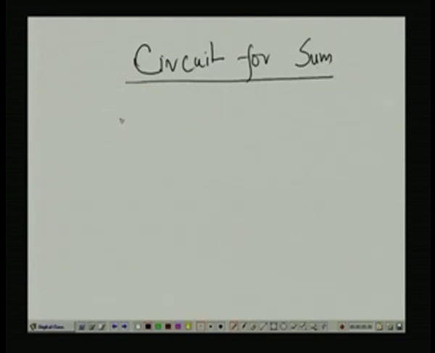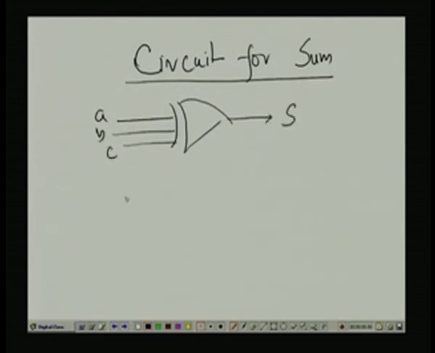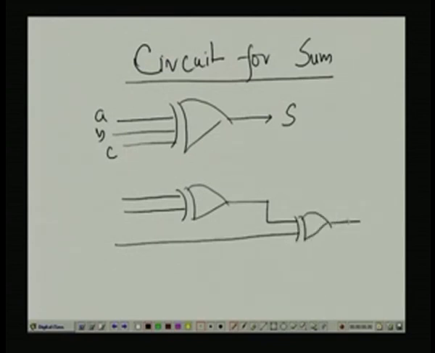That means my sum circuit will be, say, simple, I can take a 3 input XOR with inputs A, B and the carry C, this is my sum, or it can be two input XORs with A, B and C, then S. So, this can be a sum circuit.